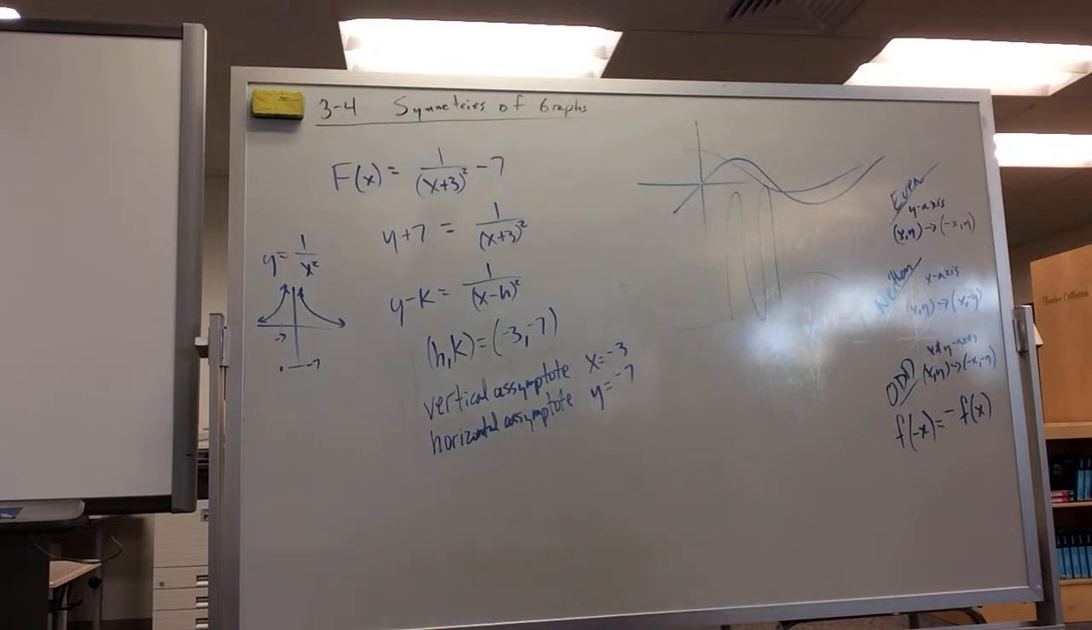So, properties of graphs of translation images, page 176. Look at that little blue box.